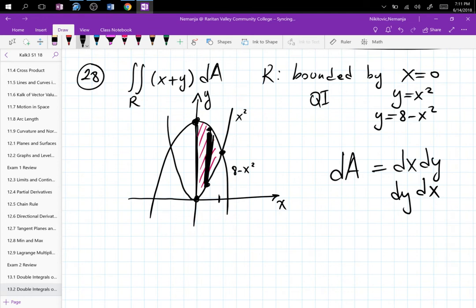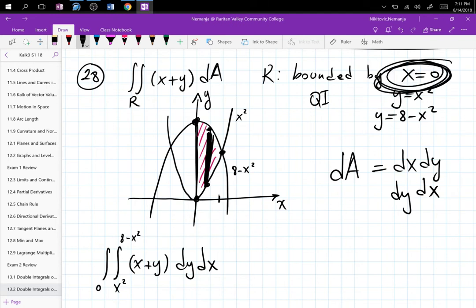So when I'm setting my integral up, I have the integrand x plus y, and then I'm using dy dx, and the inner limits are 8 minus x squared on top, because the top is hitting the 8 minus x squared function, and the bottom is hitting x squared. We know that the left limit for dx is 0, because that's the y-axis, also given to us explicitly here. But we don't know where this point is.